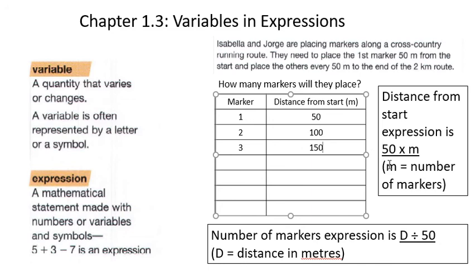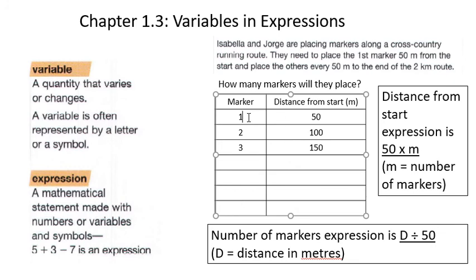But we're going to see if we can do this using expressions and variables. Right here, we notice that our pattern, because it's increasing by 50 every time, we learned in the last lesson that when you are repeatedly adding, that calls for multiplication. So the distance from the start, if we were to make a distance from the start expression, that would be 50 times m, where m is our number of marker flags. And let's see if that works.